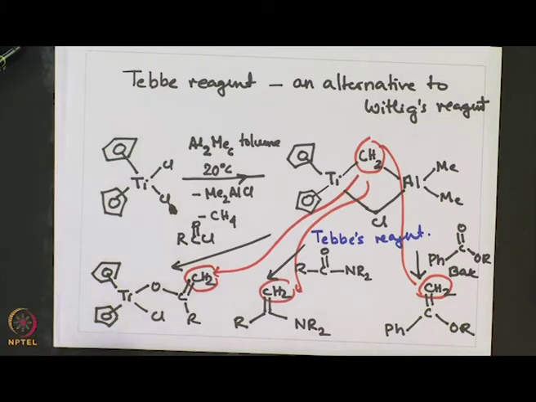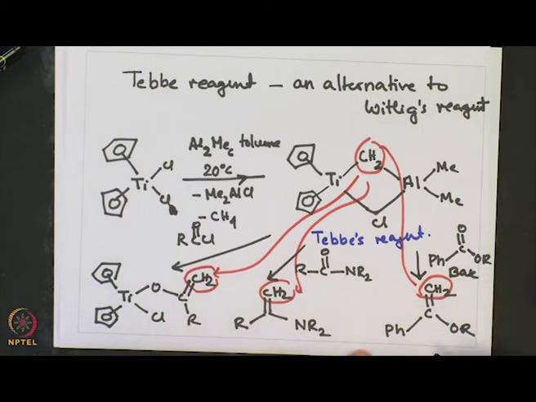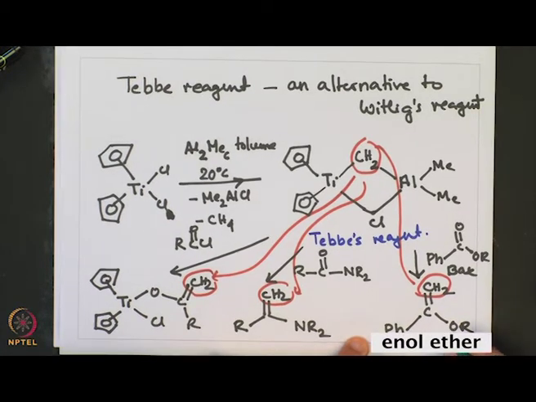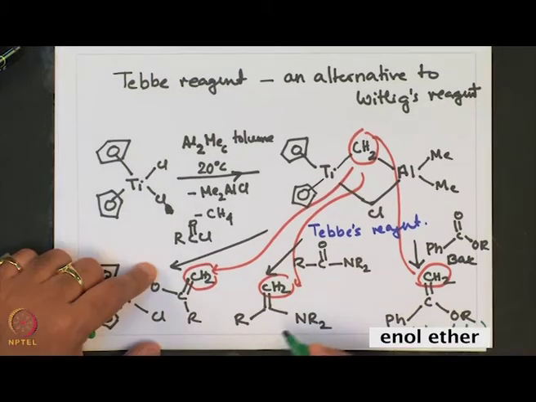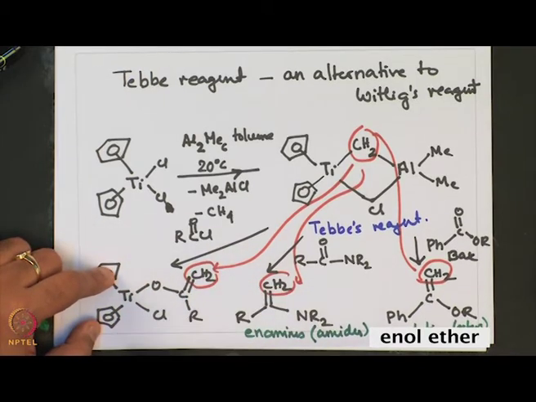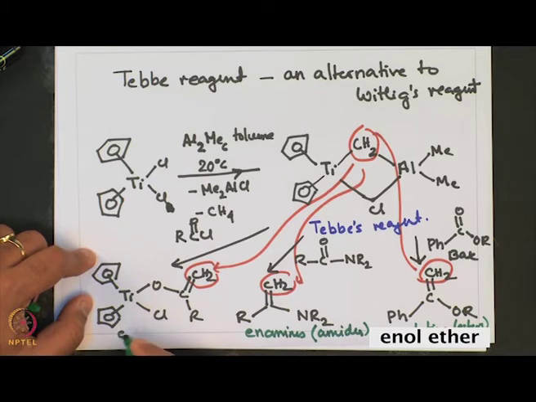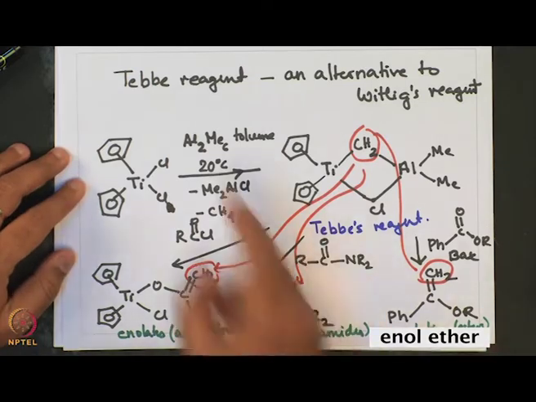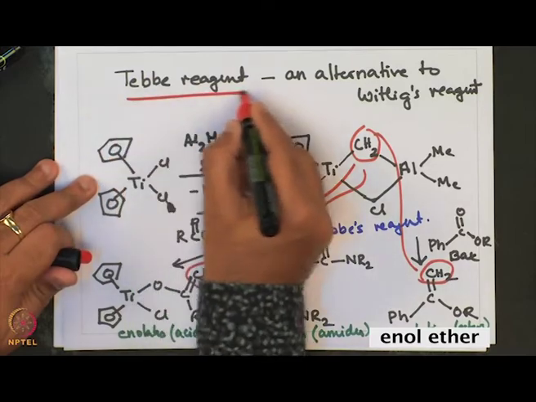So, here is an interesting comparison: with ester it produces enol ethers, from esters; with amides, it produces enamines, from amides; and with acid chlorides it produces enolates. So, very interesting applications of Tebbe's reagent are seen, and that has developed out of this Schrock kind of carbene.